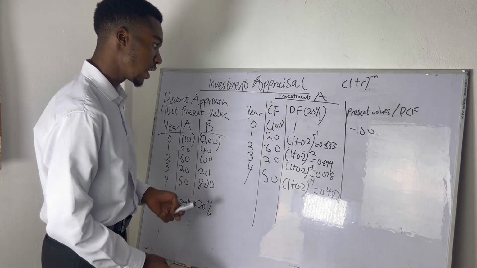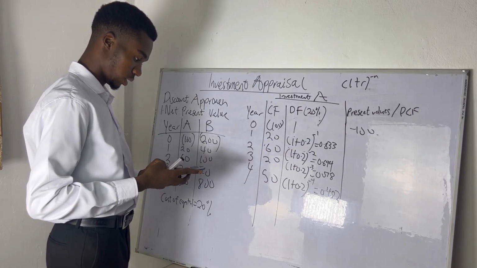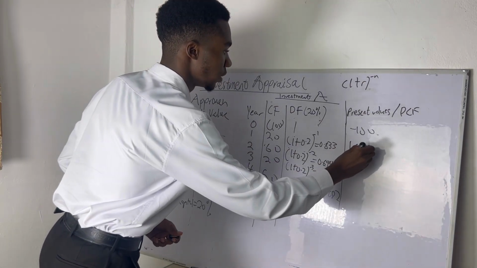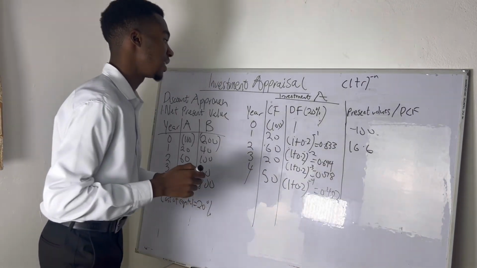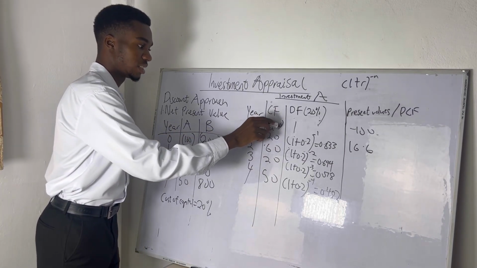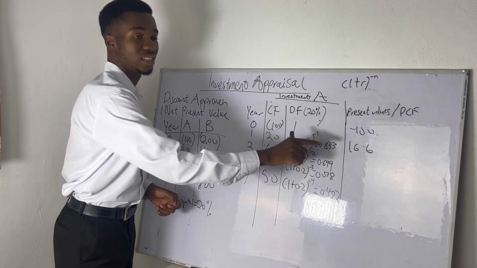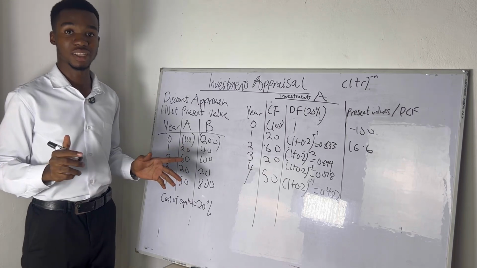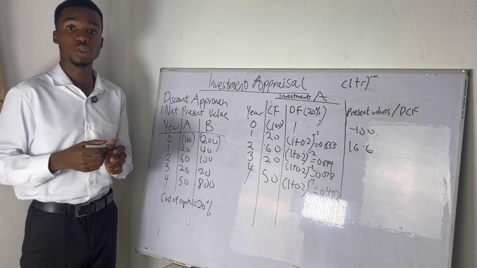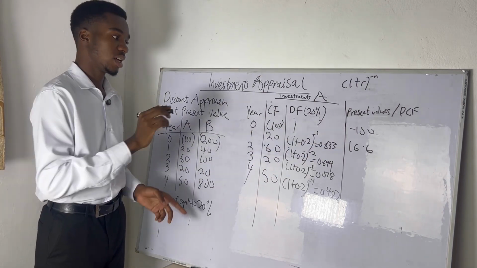So year 1 is going to be 20 times 0.83. We're getting 16.6. Meaning that in year 1, we're actually going to get 20 cedis. So we invested 100 cedis, and in year 1, we're going to get 20 cedis. But right now, the value is actually 16.6. So 16 cedis, 60 pesewas. It means at that time, you might get your 20 cedis, but right now, assuming you want to know the present value of that 20 cedis, it will be 16.6.